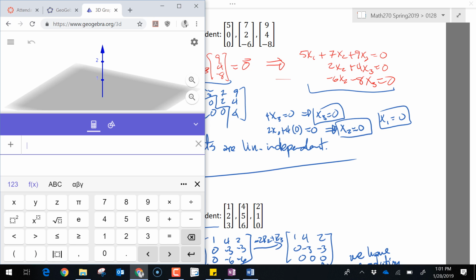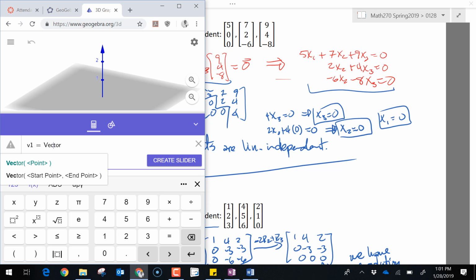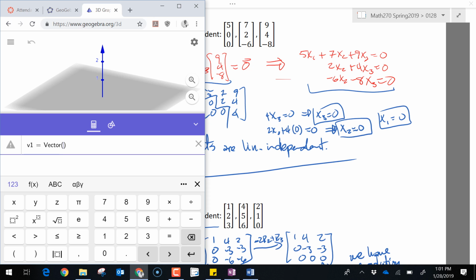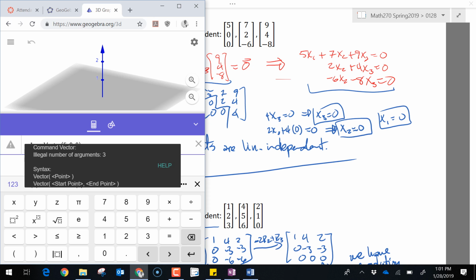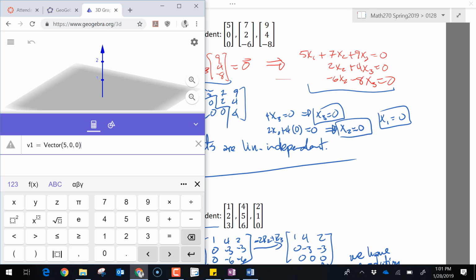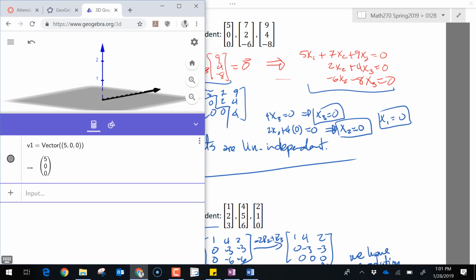Ooh, I have to remember how to do vectors. V1 equals vector, start, end. I think I would just put a point there. 5, 0, 0. Vector 5, 0, 0. There we go. This vector shown here looks like one of the axes, and that makes sense because x is 5, y is 0, and z is 0, so it goes along the x-axis. So that's 5, 0, 0.